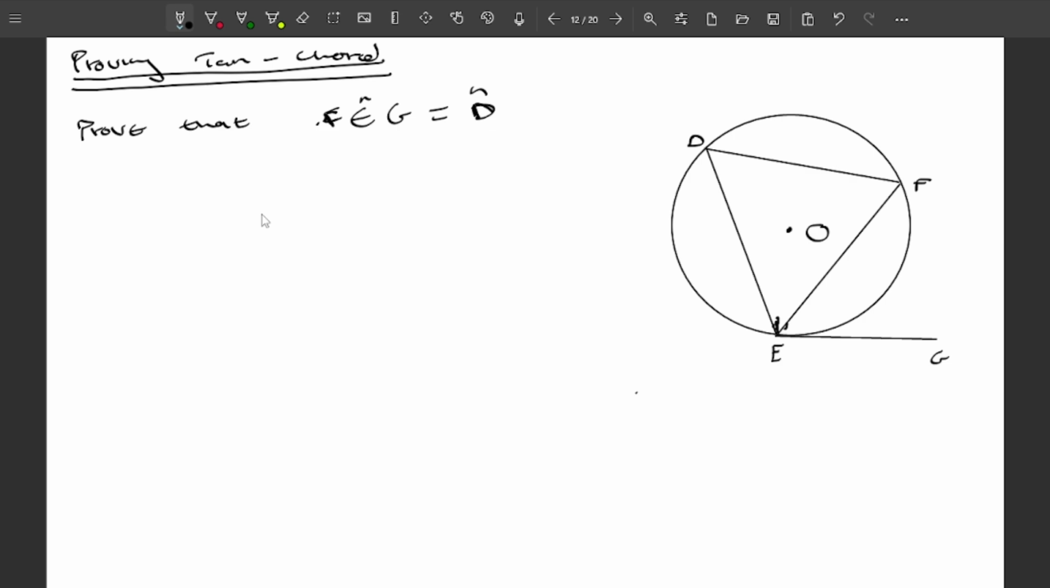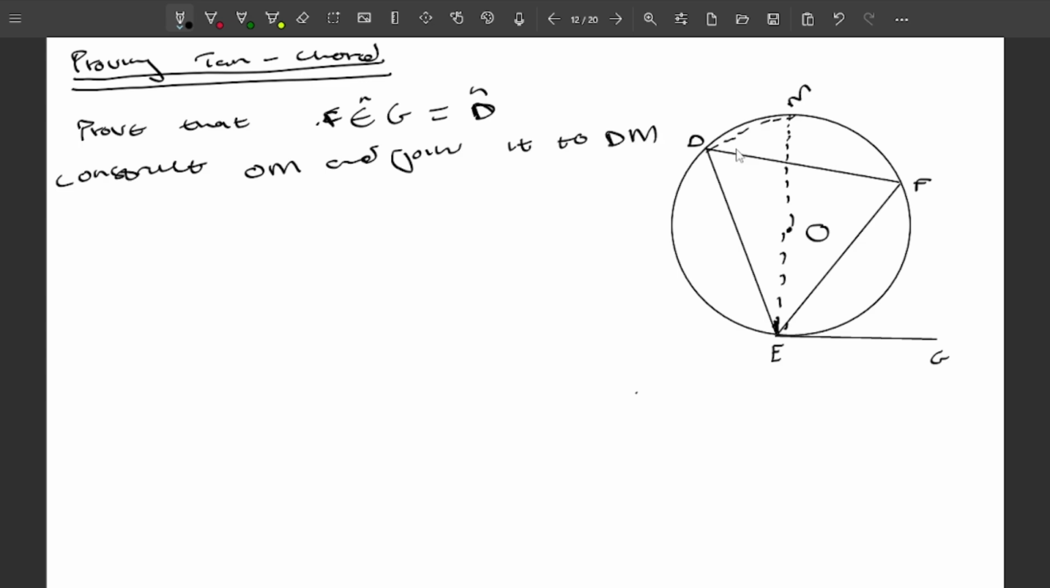So let's begin. Firstly, we're going to need to construct a line. We're going to construct a line from E through O to the circumference, and I'm going to join it right here, and this is going to be called M. So you're going to write here: construct OM and join it to DM. Finish and clear.